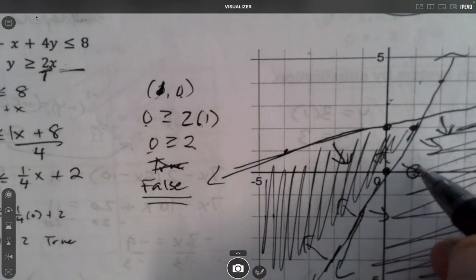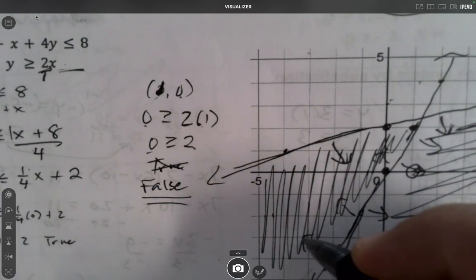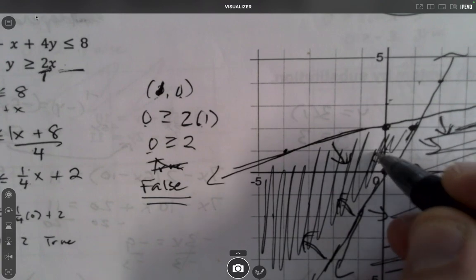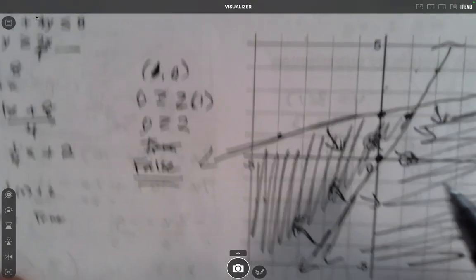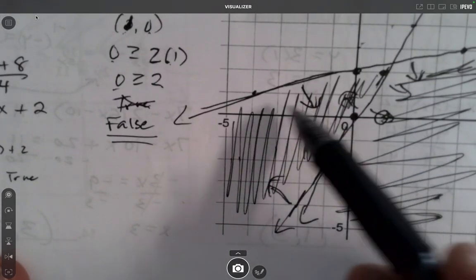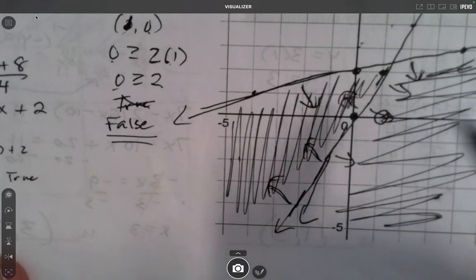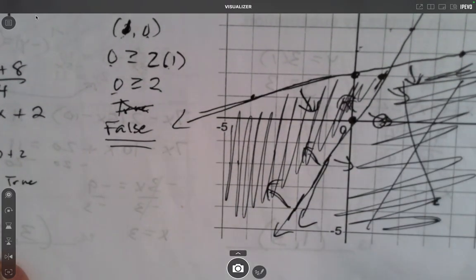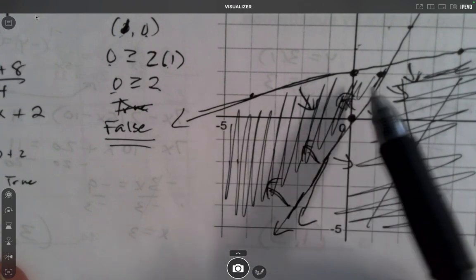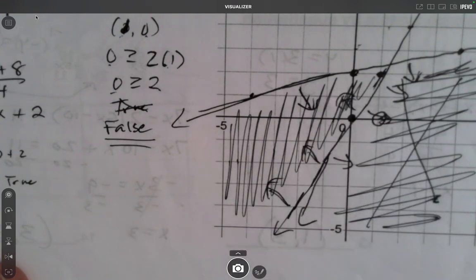So since it was over on the right side of the line that I got a false statement, that means I would need to shade to the left of the line. So where these two are both true is in this segment right here. So this is just a mistake on my part. This should not be shaded at all. It's this lower left that should be shaded.